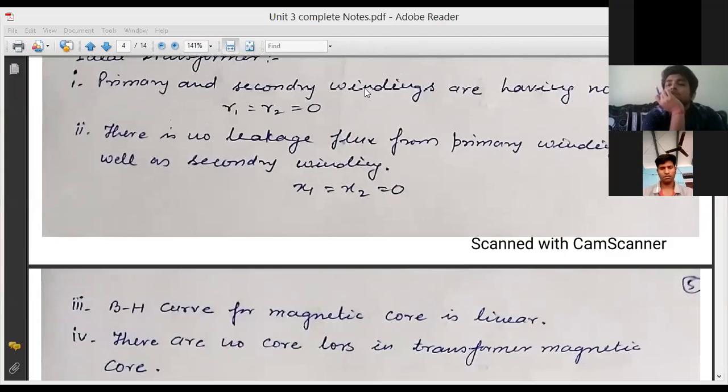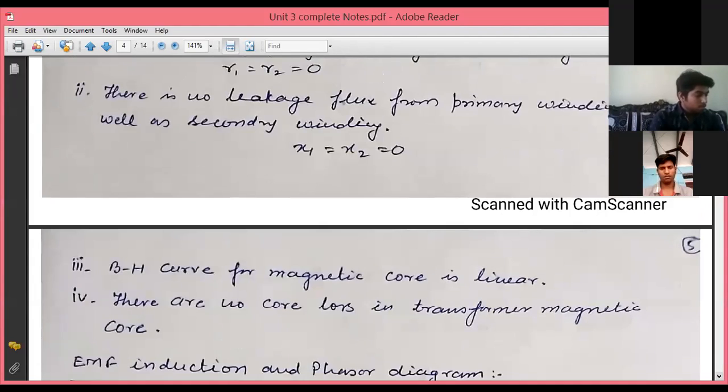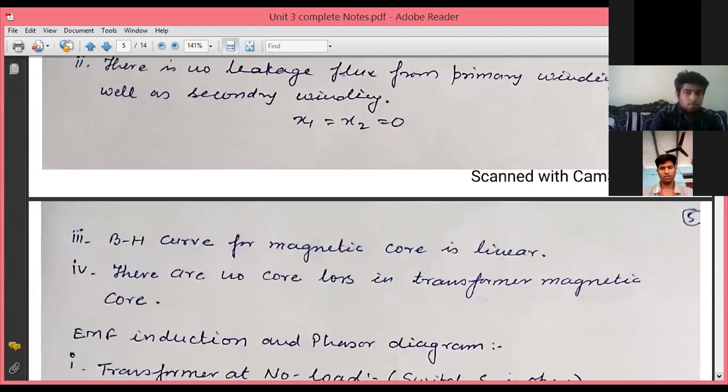The four conditions which we are considering here are listed here. There is no resistance, there is no leakage flux, the VH curve is linear, and the fourth one is that there are no core losses in the transformer magnetic core. So with these four conditions, we are moving ahead with our ideal transformer.